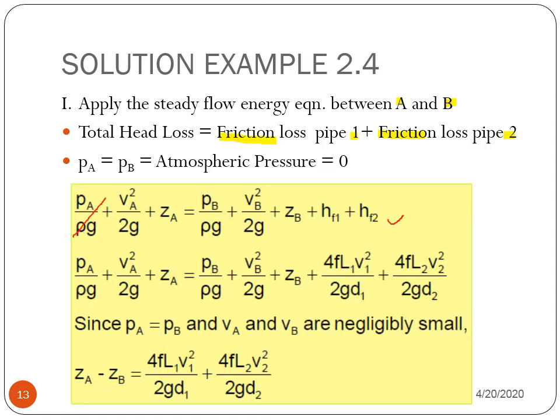Okay, we have pressure at point A equals 0, since it equals P_atm. Pressure at point B also equals 0. Velocity at A also equals 0 because it's very small. VB also is very small. So only left ZA, ZB, HF1 and HF2. So we expand the equation, rearrange the formula, so you will get like this.